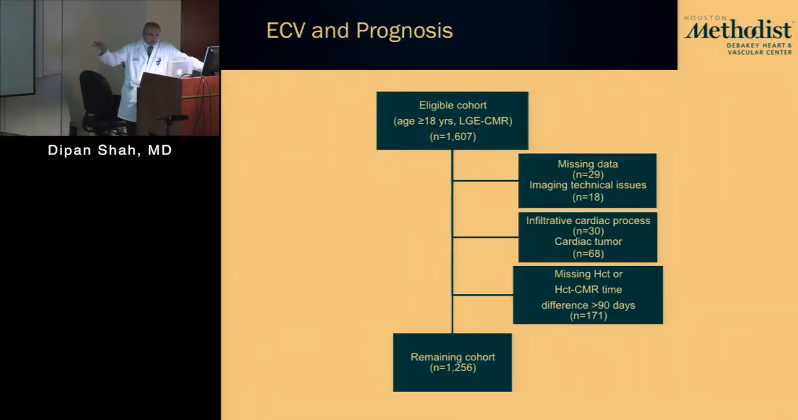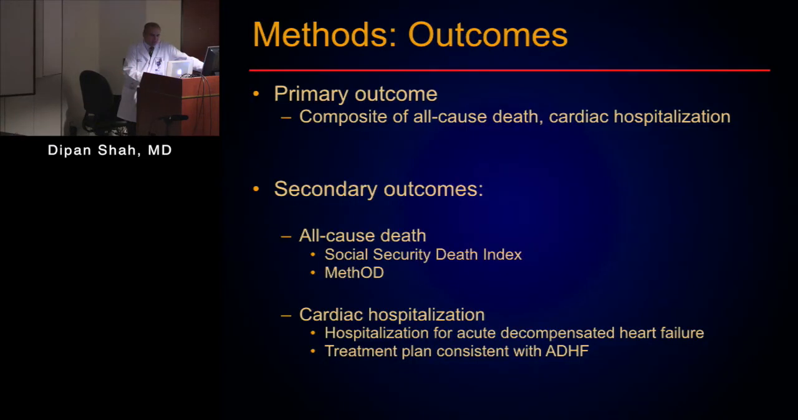So we looked at a large cohort of patients that had gone through our lab that we had been performing this technique in, and then applied certain exclusion criteria, such as patients with cardiac tumors or infiltrative processes, or patients that we didn't have access to a hematocrit within a reasonable time window. And then we looked at outcomes in these patients. And again, the outcome here was a composite of all-cause death as well as cardiac hospitalization. And then the secondary outcome was all-cause death or cardiac hospitalization alone.